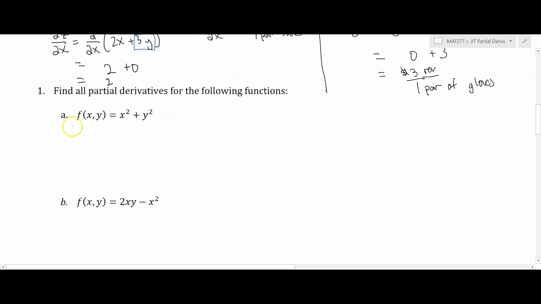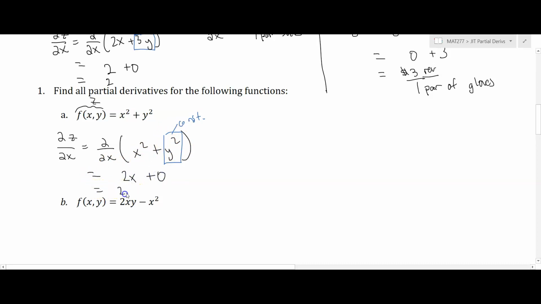Let's just find all the partial derivatives of this. So here we're just using f. Remember, f and z are the same thing. This whole thing just represents z. Z is a function of these two inputs. So to find dz dx, we're going to take the derivative with respect to x of x squared plus y squared. So that means we're holding y constant. Therefore, if y is constant, the square of y is also constant. And therefore, the derivative of x squared with respect to x is 2x. The derivative of a constant is 0. And so we get 2x.